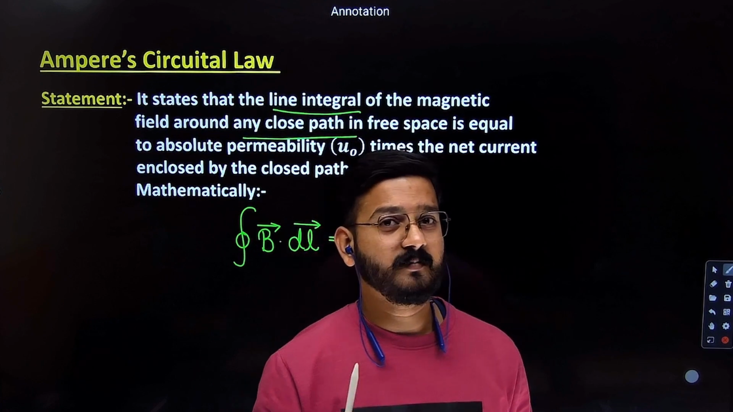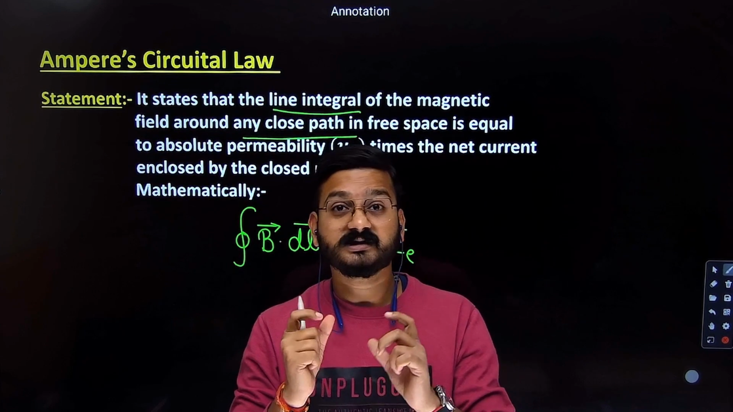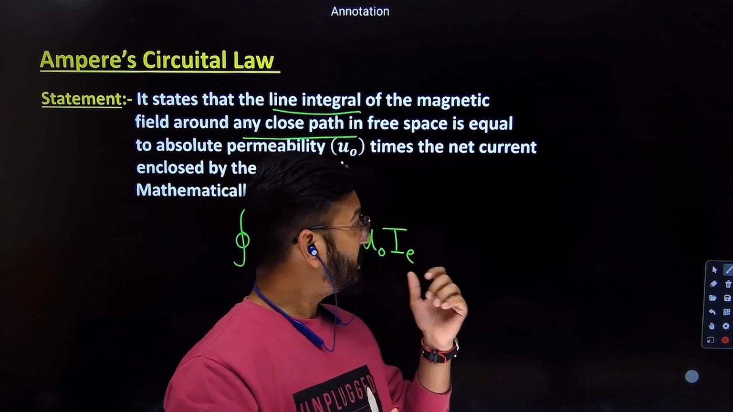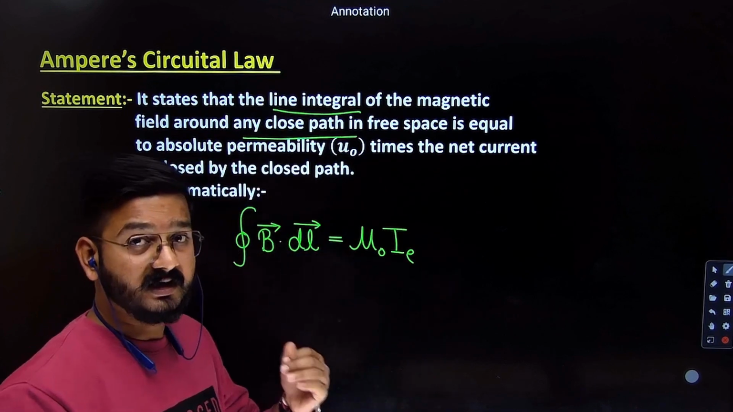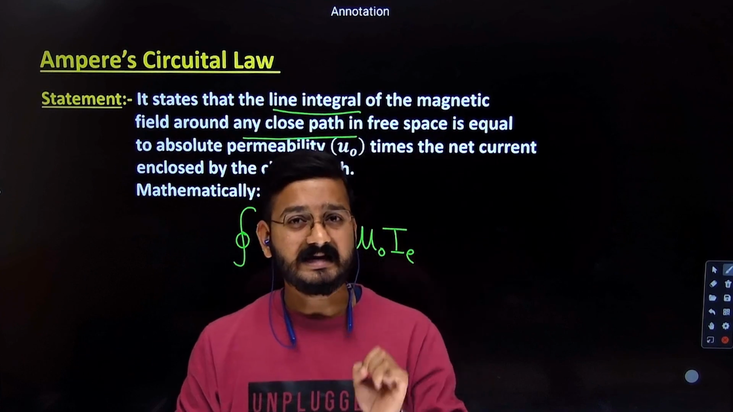If you remember Gauss law, it was not a loop, it was a surface, Gaussian surface. Here we use the term Amperian loop. Let's try to use this mathematical statement in the derivation of magnetic field due to an infinitely long current carrying conductor.